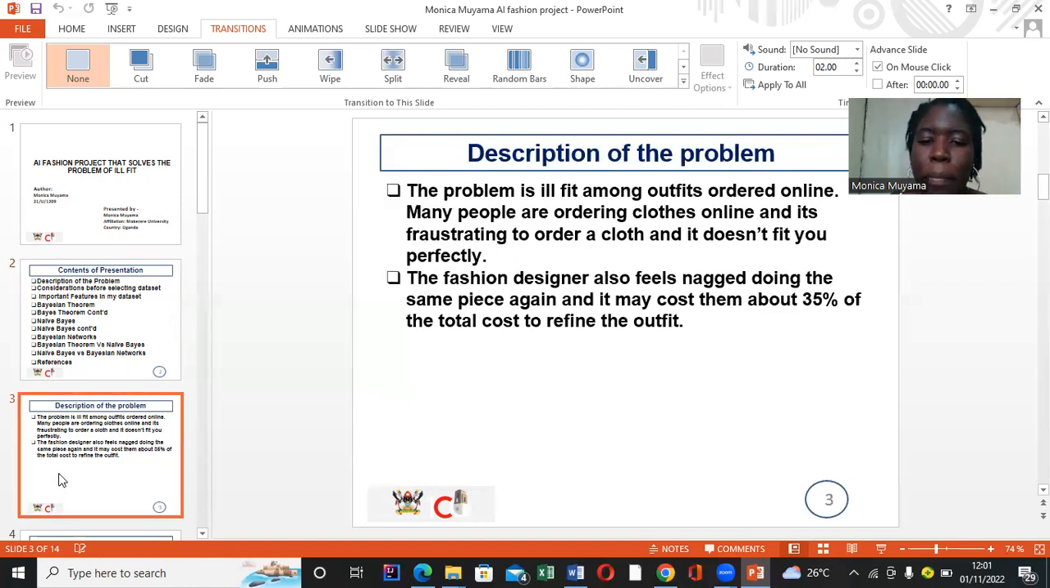So the description of my problem: the problem that I'm trying to solve is ill fit among outfits that are ordered online. Many people are ordering clothes online, and it's frustrating to order clothes and they don't fit you perfectly. The fashion designers also hate doing the same piece again, and it may cost them a lot to refine the piece to fit the client.